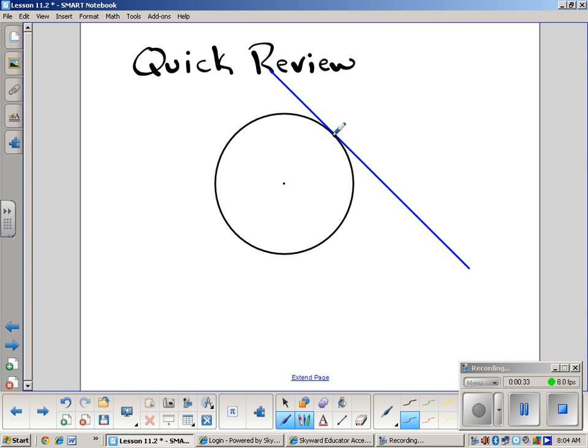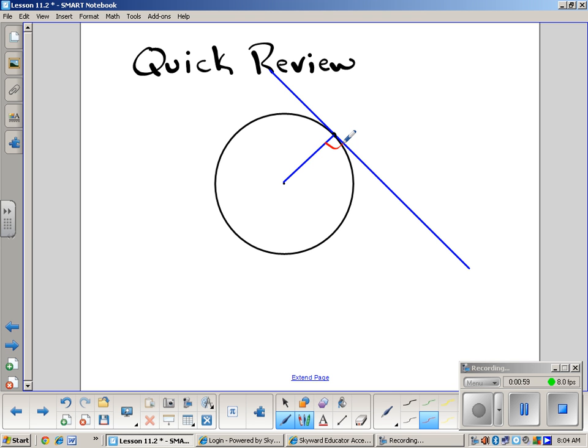Okay? So a tangent intersects a circle exactly once. That's what you're supposed to have already done. And also you should have learned that that tangent line is always going to be perpendicular to the radius of the circle at that point. So at the point where they meet, they have to be perpendicular. That's what makes it a tangent line.